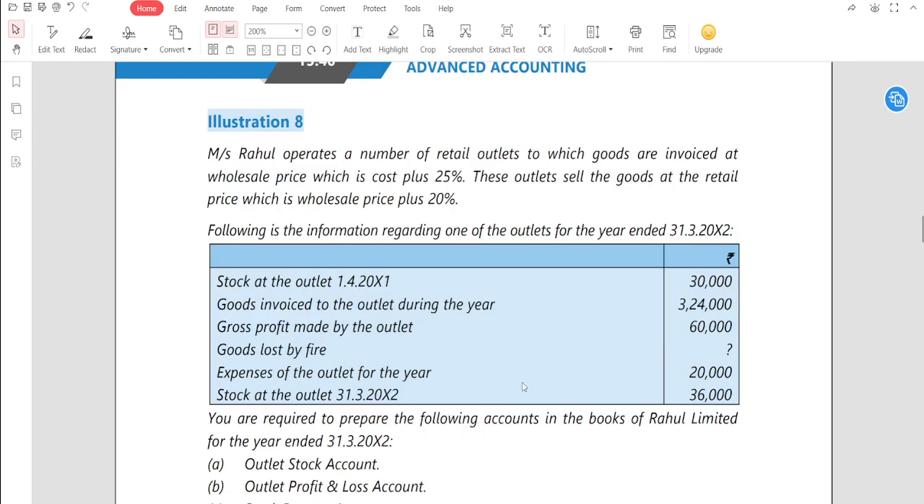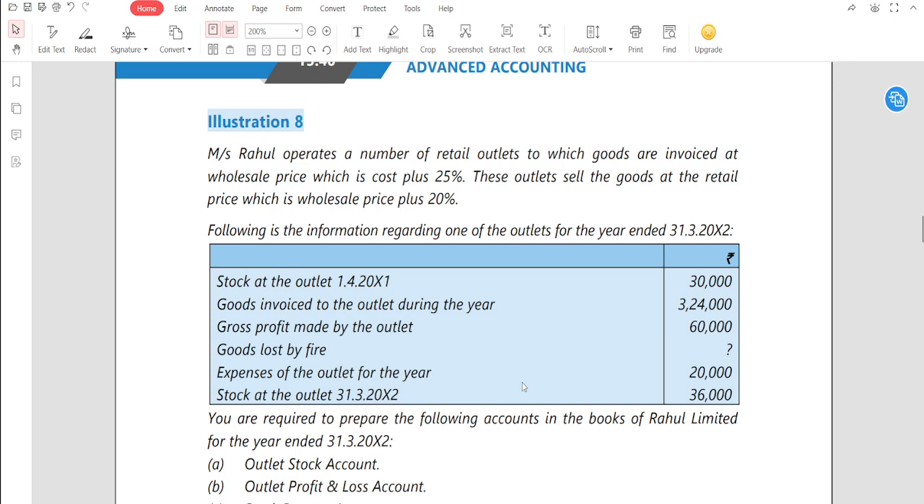Mrs. Rahul operates a number of retail outlets to which goods are invoiced at wholesale price, which is cost plus 25%. It's clearly given that our wholesale price is 125, because if the profit is given on cost, we take the cost as 100. So your wholesale price is 100 plus 25, that is 125. And the outlets sell the goods at the retail price, which is wholesale price plus 20%.